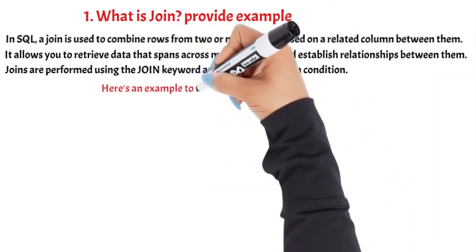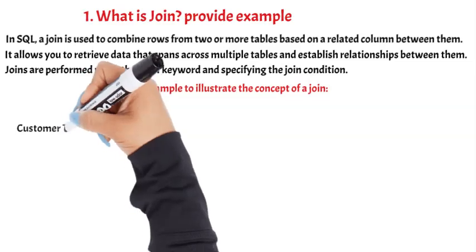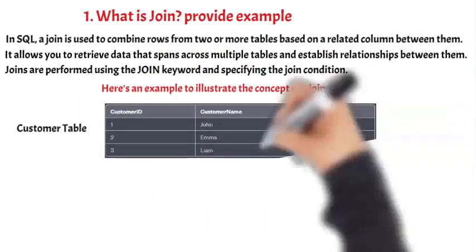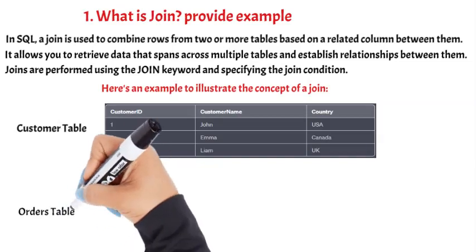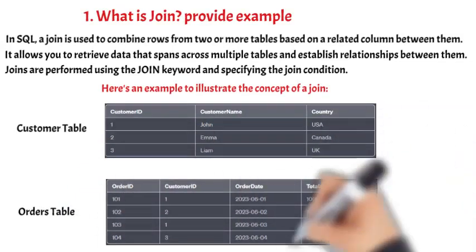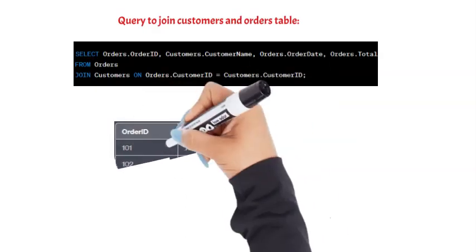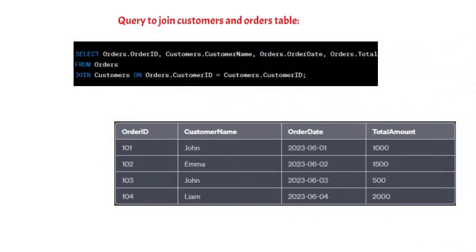Here's an example to illustrate the concept of a join. Consider two tables, customers and orders. Let's say we want to retrieve the order details along with the customer name for each order. We can achieve this by performing a join between the customers and orders tables based on the common customer ID column. The above query joins the two tables using the join keyword and specifies the join condition on orders.customer_id equal customers.customer_id. It matches the rows from both tables where the customer ID values are equal. The result of the join would be.